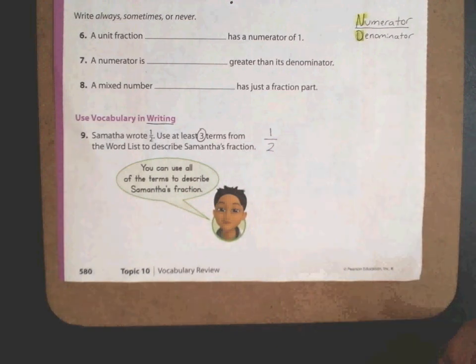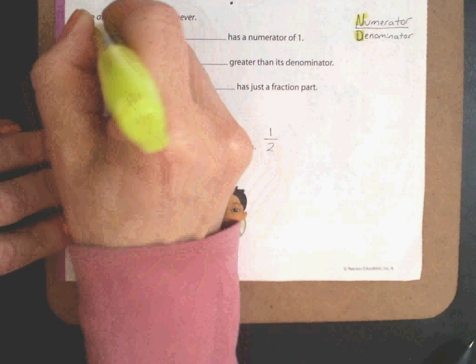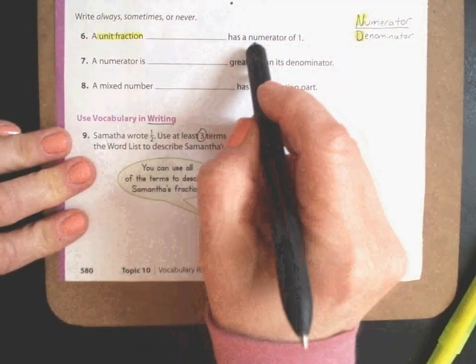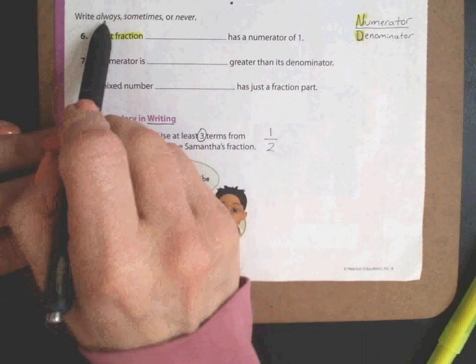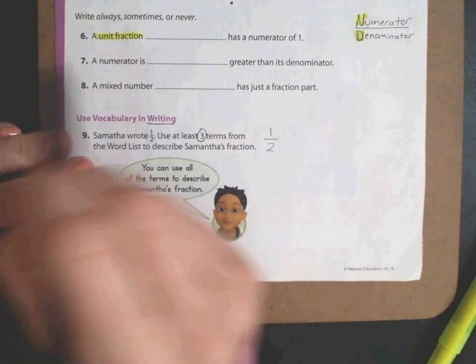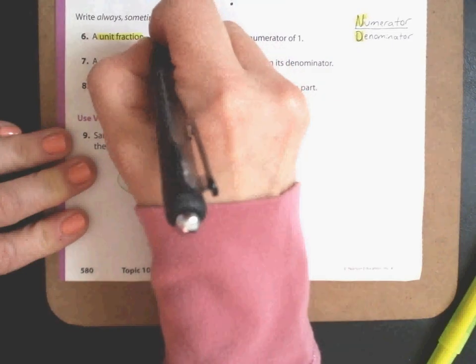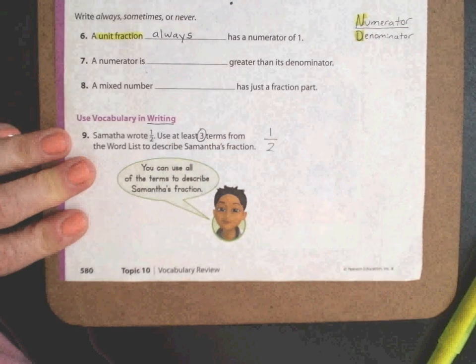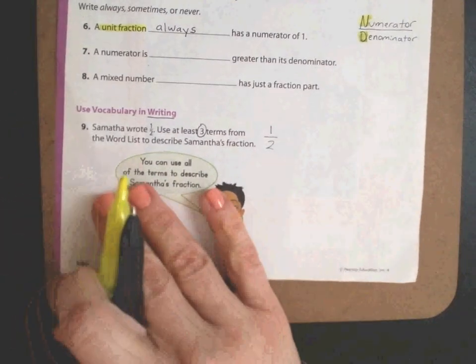Okay, so welcome back, and here our vocabulary word is unit fraction. It says a unit fraction has a numerator of 1. Is that always true, sometimes true, or never true? A unit fraction always has to have a numerator of 1. So that would be always true.